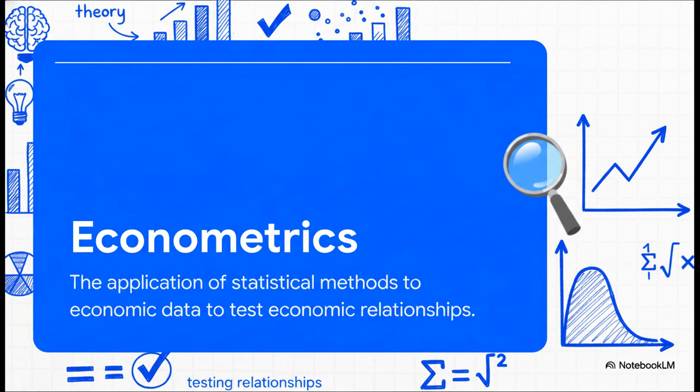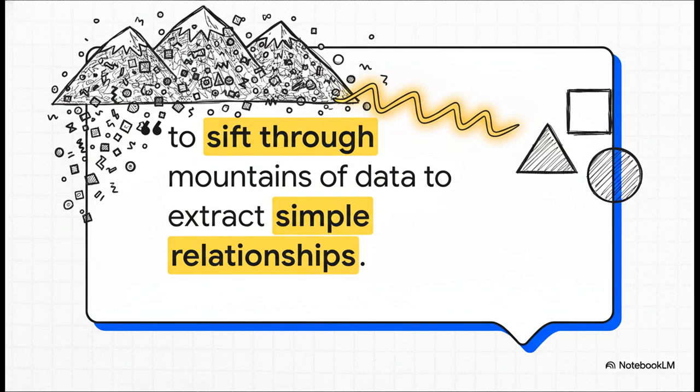Now I know this sounds complicated, but stick with me. The idea is actually pretty straightforward. Econometrics is basically where economists take all their theories and test them against real-world data using statistics. It's how they figure out if their ideas about how the world works are actually true. And I love this quote because it just cuts through all the jargon. Econometrics allows economists to sift through mountains of data to extract simple relationships. It's about finding the hidden pattern, the signal in all the noise.